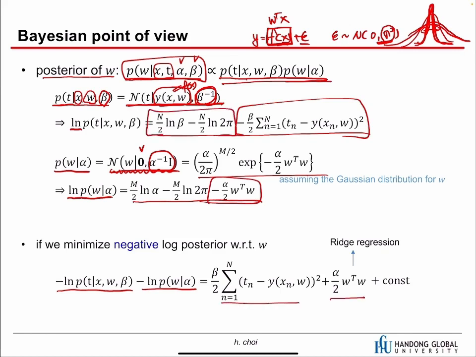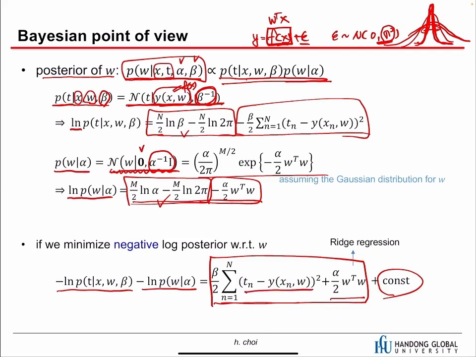And the other terms have nothing to do with w. There is no w here, there's no w here. So we just put constant. So it has nothing to do with parameter w. So then we can focus on this equation. And if you look at this equation carefully, then this one is ridge regression. Okay, so this one is the error, and this one is penalty term. And the alpha is lambda from the previous slide.